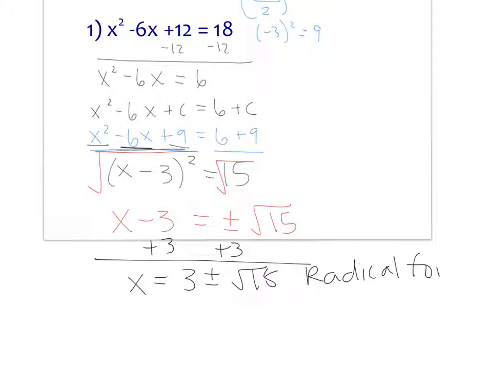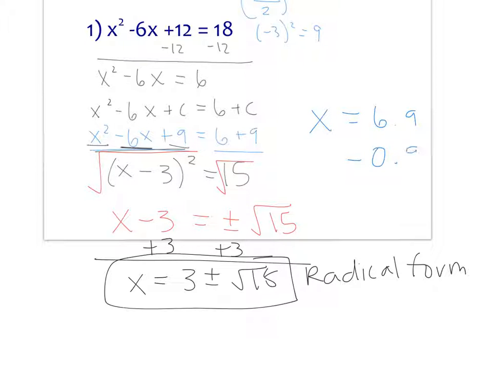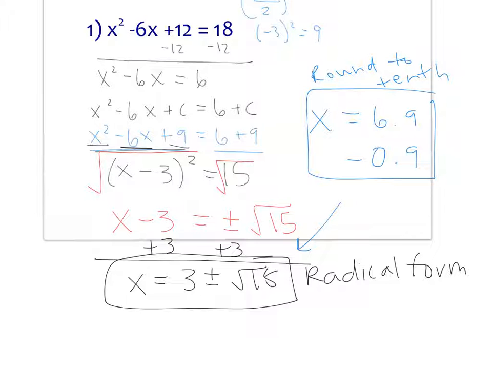And if we wanted to go ahead and figure out the actual answer here, I could then plug this into my calculator and round to the nearest tenth. And when I do that, I will take 3 plus the square root of 15 and 3 minus the square root of 15, and I get 6.9, and I get negative 0.9 for my two solutions. So again, this would be rounded to the nearest tenth, and then this one below here, that would be in radical form.